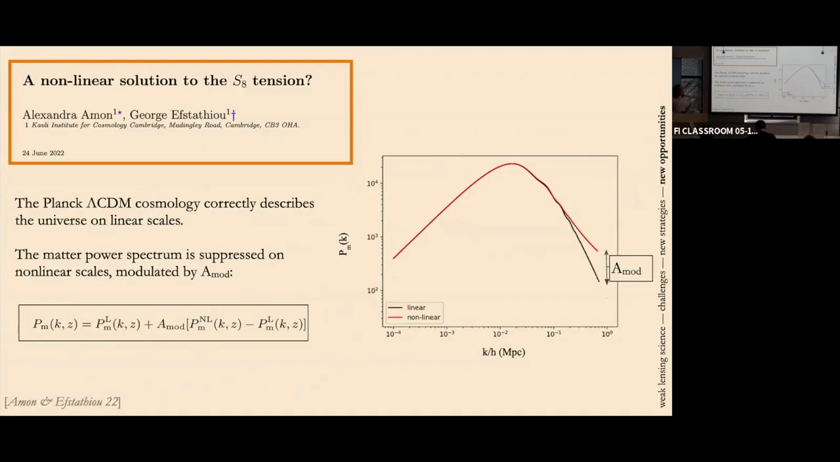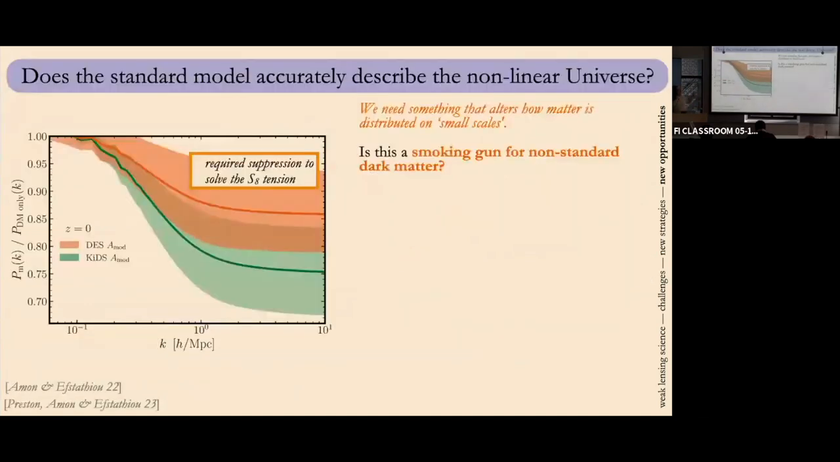And if you do that and you look at the prediction of the dark matter power spectrum that you constrain compared to the true matter power spectrum, you see that in order to get the Planck CMB to reconcile with the weak lensing data, you need to suppress power on small scales. So this is the prediction you need for how much the matter power spectrum must be suppressed on small scales to solve the S8 tension.